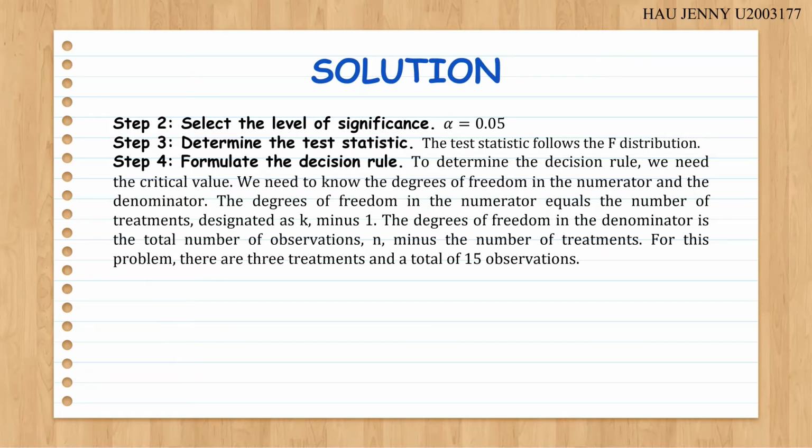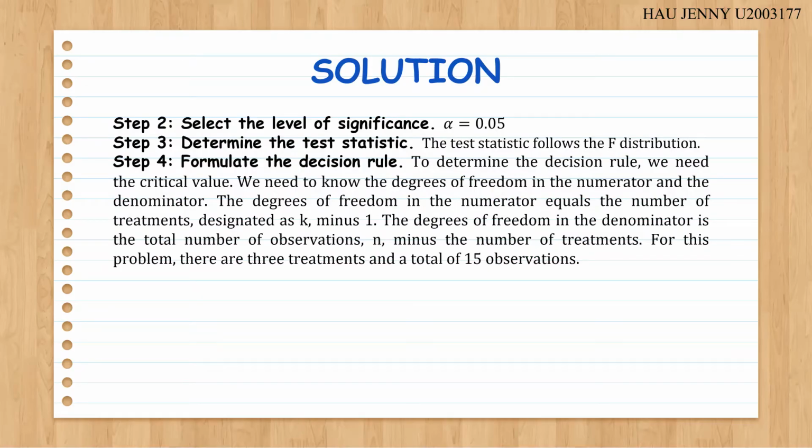To determine the decision rule, we need the critical value. We need to know the degrees of freedom in the numerator and the denominator. The degrees of freedom in the numerator equals the number of treatments, designated as k, minus 1. The degrees of freedom in the denominator is the total number of observations, n, minus the number of treatments.